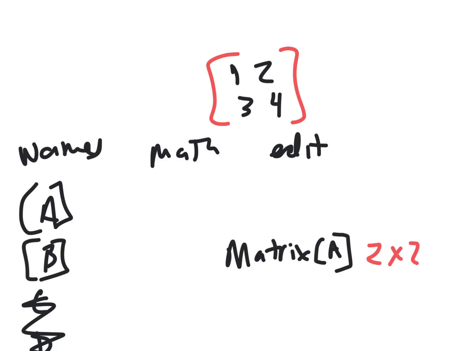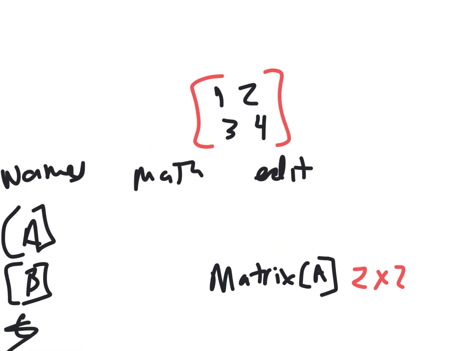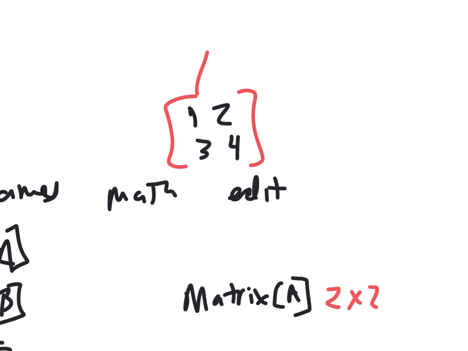You'll use arrows to get around. And then actually type in 1, 2, 3, and 4. These little elements of the matrix, put them in.